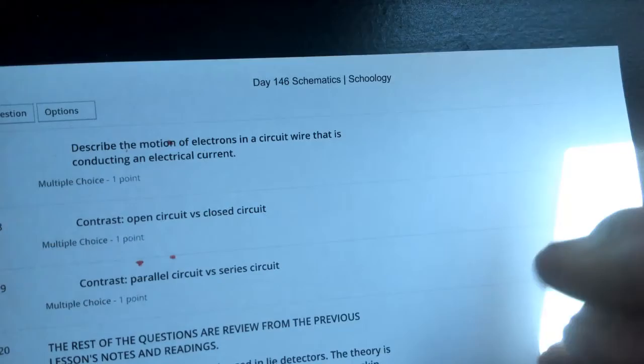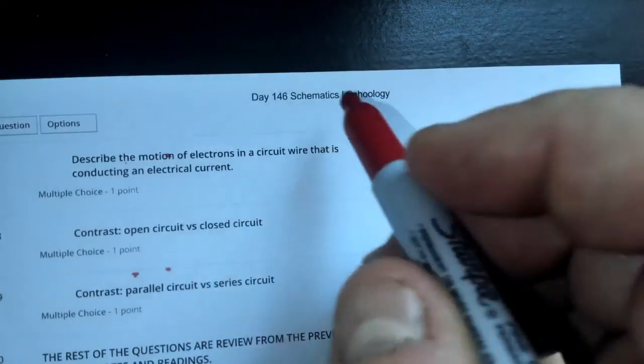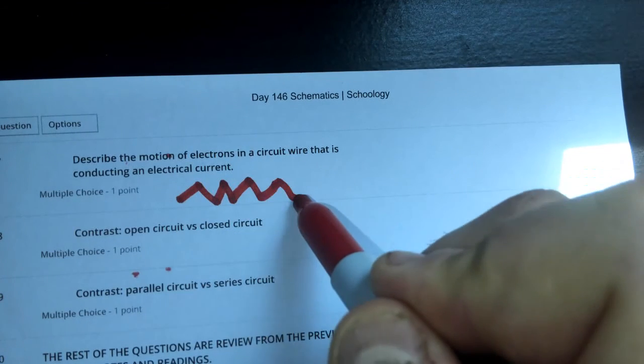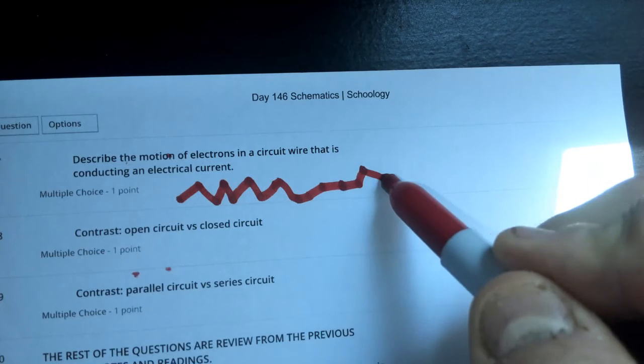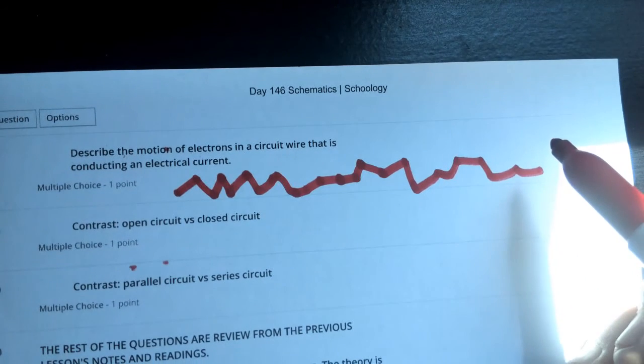Number 17, describe the motion of electrons in a circuit wire that's conducting electrical current. It does not go just in a straight line. It bounces around, up and down. It generally goes down the wire, but it is not a straight line. It's going to be a zigzag line.